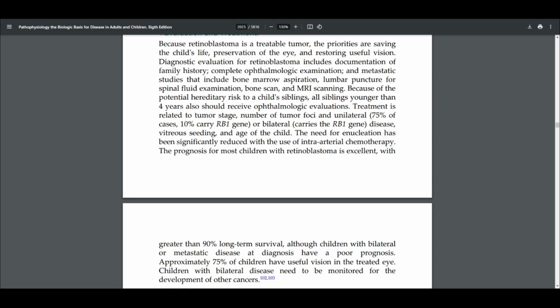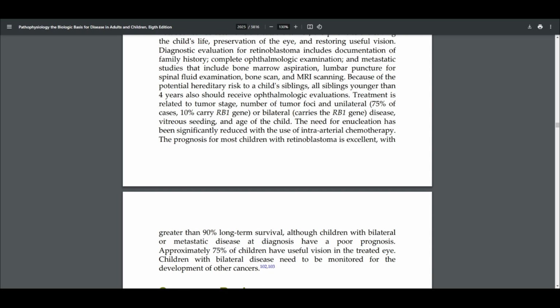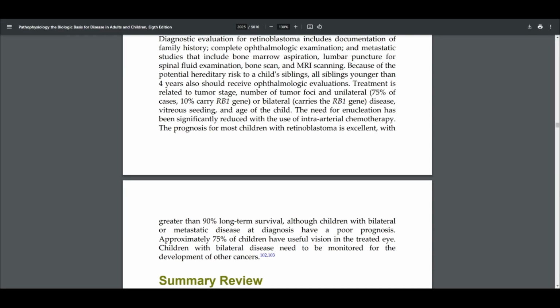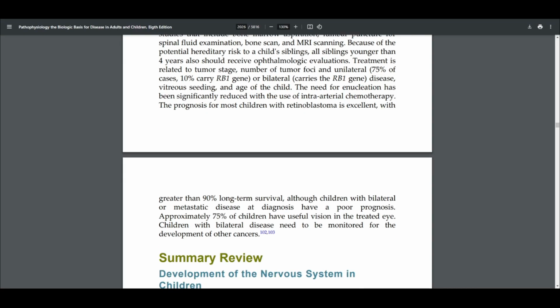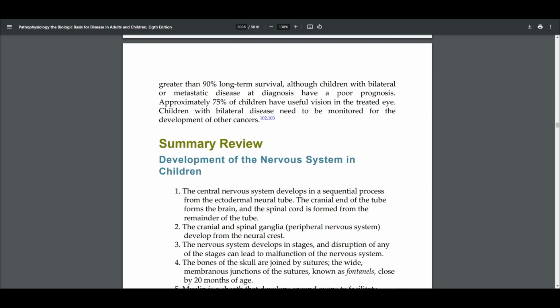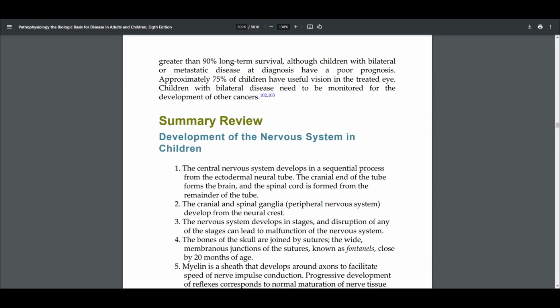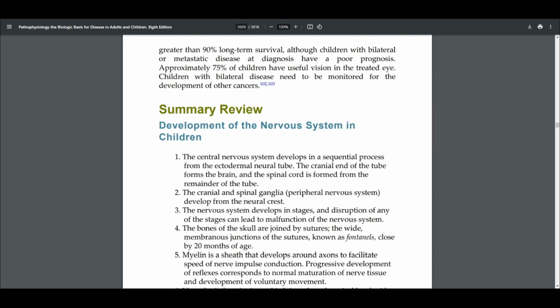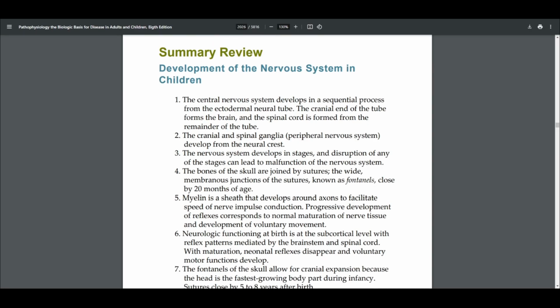Treatment is related to tumor stage, number of tumor foci, unilateral or bilateral disease, vitreous seeding, and age of the child. The need for enucleation has been significantly reduced with the use of intra-arterial chemotherapy. The prognosis for most children with retinoblastoma is excellent, with greater than 90% long-term survival, although children with bilateral or metastatic disease at diagnosis have a poor prognosis. Roughly 75% of the children have useful vision in the treated eye. Children with bilateral disease need to be monitored for the development of other cancers.